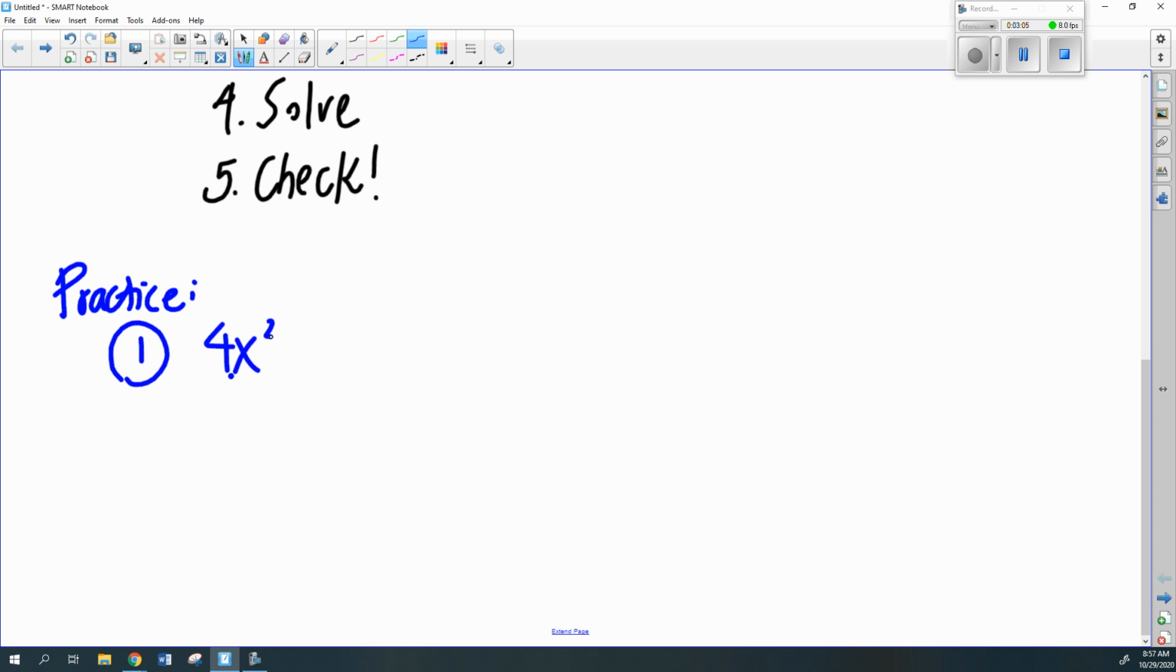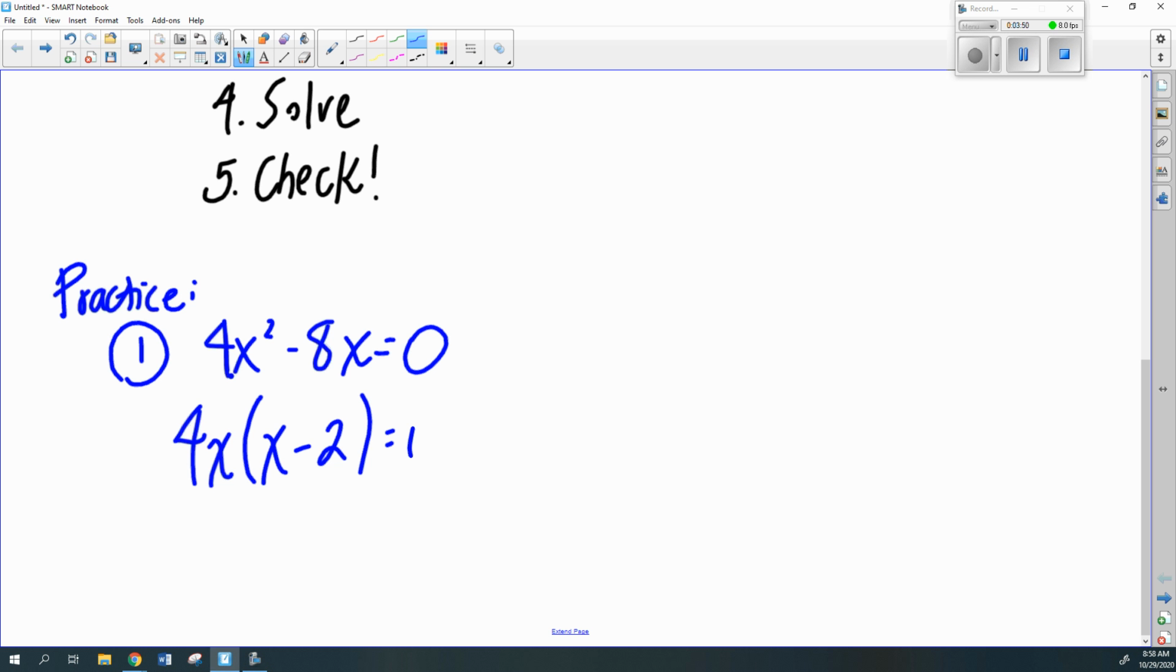Again, we're just solving by factoring. What do you guys think is the first thing we need to do? GCF. What is it? 4x. Good. And it's not disappearing. It's got to stay there. It's one of our factors. Then what's left? x, what? Minus 2. Perfect. Now, is anything squared anymore? No. So I'm done factoring. What's the next step?